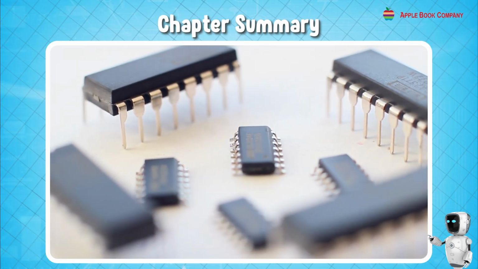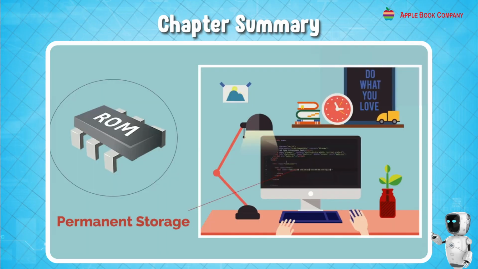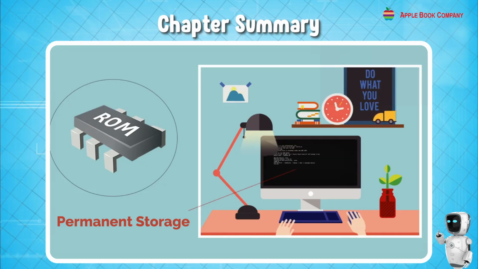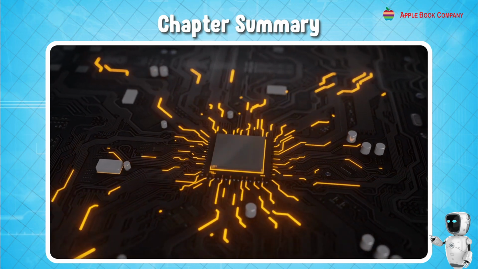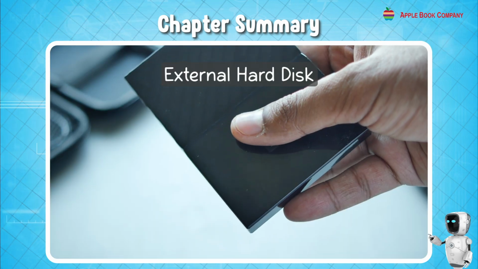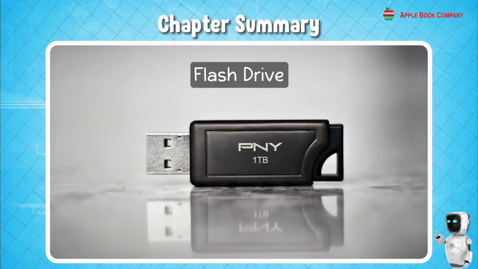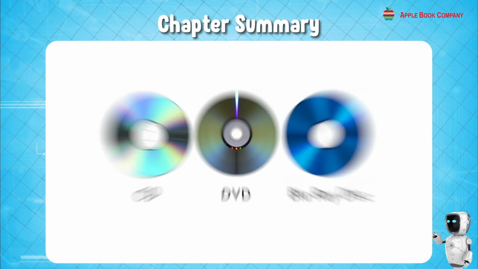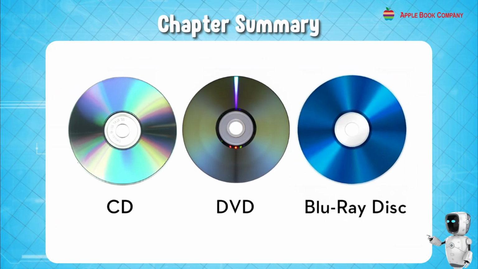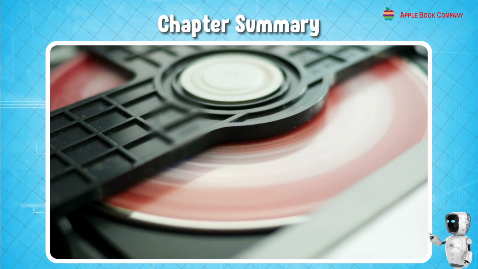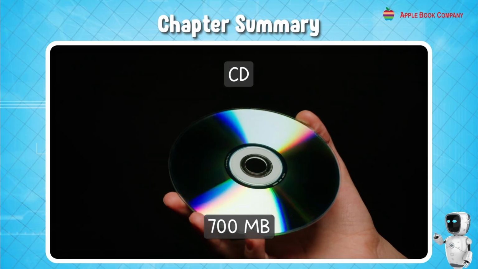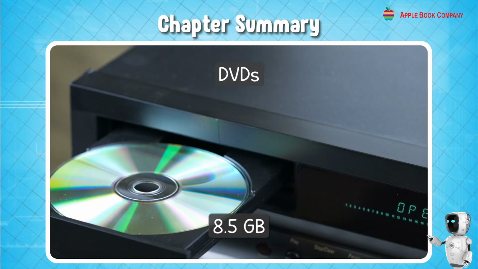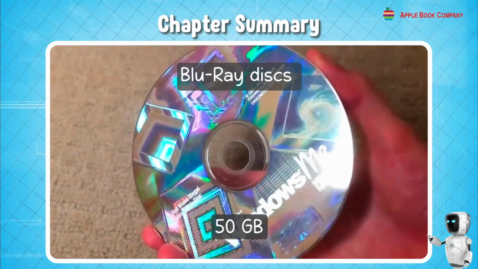ROM is non-volatile and permanently stores essential instructions, like for booting up the computer. Secondary memory stores data permanently and includes internal and external hard disks, optical disks, and flash drives. Optical disks like CDs, DVDs, and Blu-ray discs store data using lasers, with CDs holding up to 700 MB, DVDs up to 8.5 GB, and Blu-ray up to 50 GB.